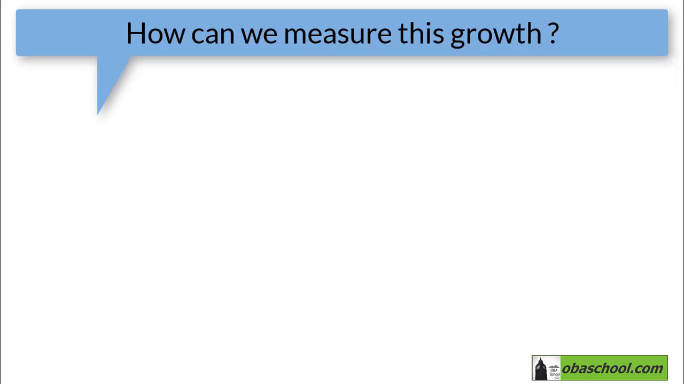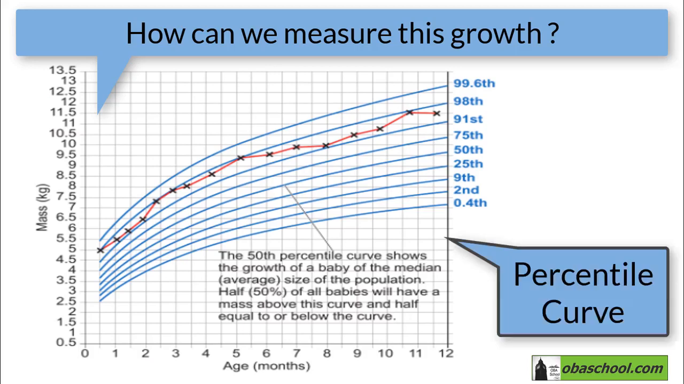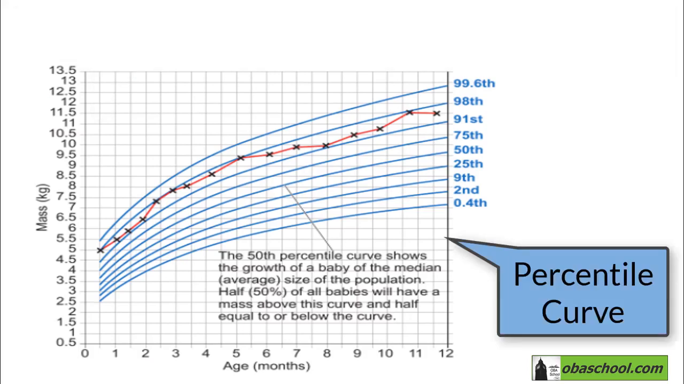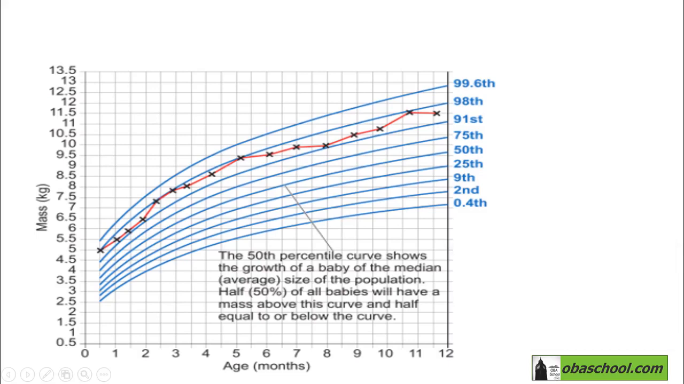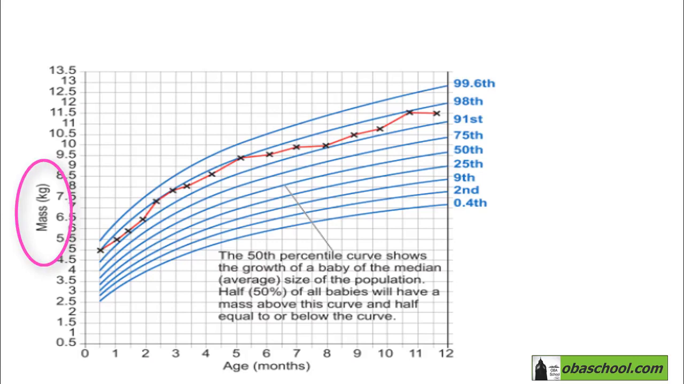We usually measure it by using what is called the percentile curve or the growth curve, which you are looking at right now. However, how can we read this graph? The first thing you need to know is that this graph shows percentile growth curves for UK baby boys from 2 weeks to 1 year, measuring their mass or weight.